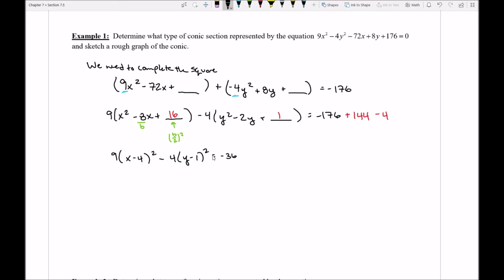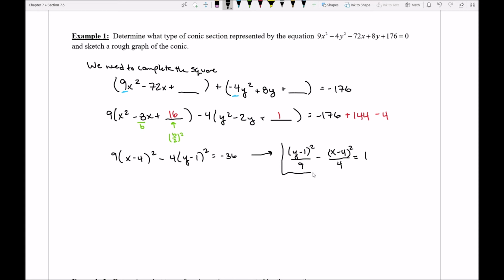But for every hyperbola and ellipse, we always had to have it equal to a value of 1. And so I'm going to go ahead and divide everything on both sides by this negative 36. Notice that when I do that, my y term is going to become positive, and my x term is going to become negative. And I think I'm going to end up with something that looks like this.